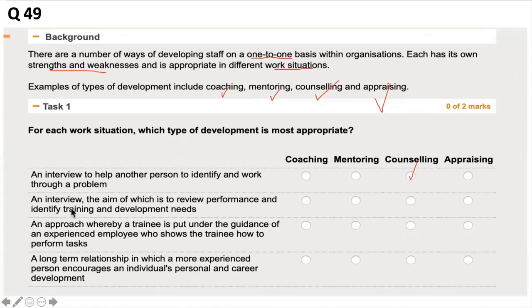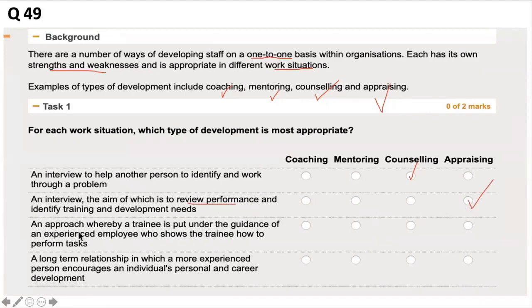The second one, an interview, the aim of which is to review performance and identify training and development needs. When you actually interview someone to review performance, you are appraising them. So you are evaluating them. The word performance should have made you go to appraising.